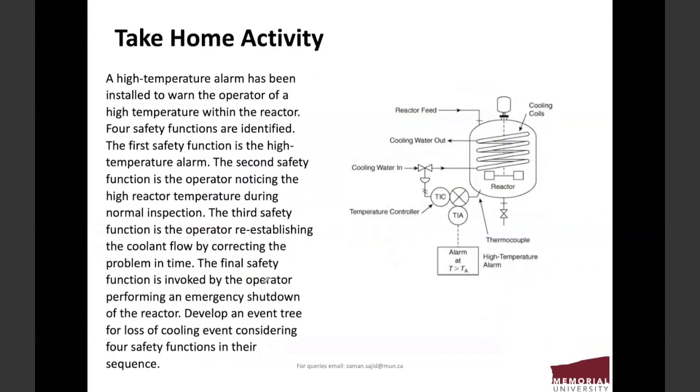Folks, this is your take home activity. I'm going to make it available to you on D2L so that you can practice it at home. You need to develop an event tree for a loss of cooling event considering four safety functions. Safety functions mean safety barriers in their sequence. One thing you need to keep in mind: the sequence of events is the most important thing in an event tree.